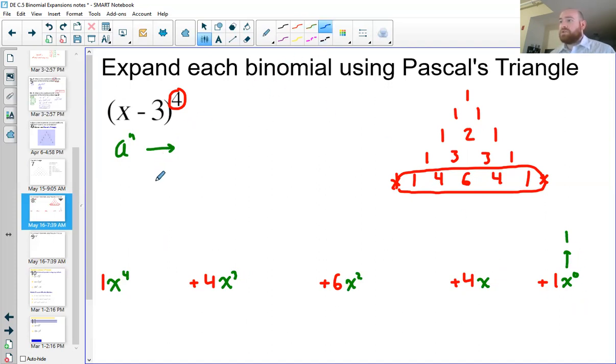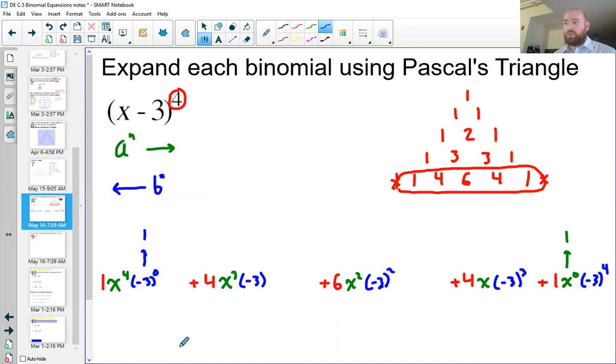Then we're going to do b to the nth power, but we're going to do it from the right side to the left side. So we'll have negative 3 to the 4th power, negative 3 cubed, negative 3 squared, negative 3, and then negative 3 to the 0 power, but reminding ourselves that anything to the 0 power is just 1. And now we get to simplify.